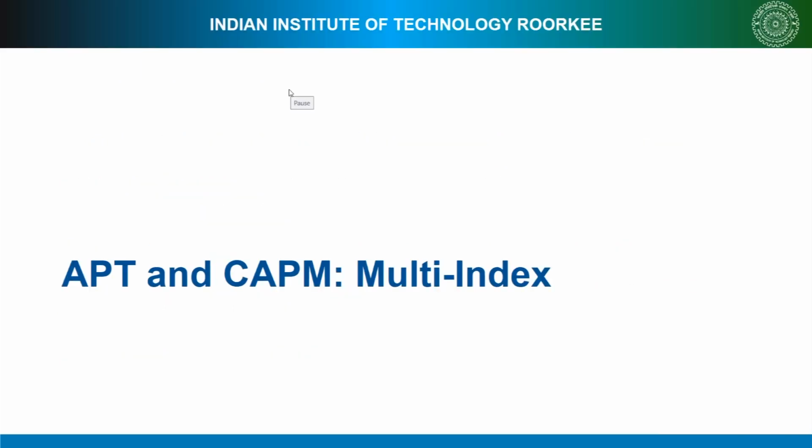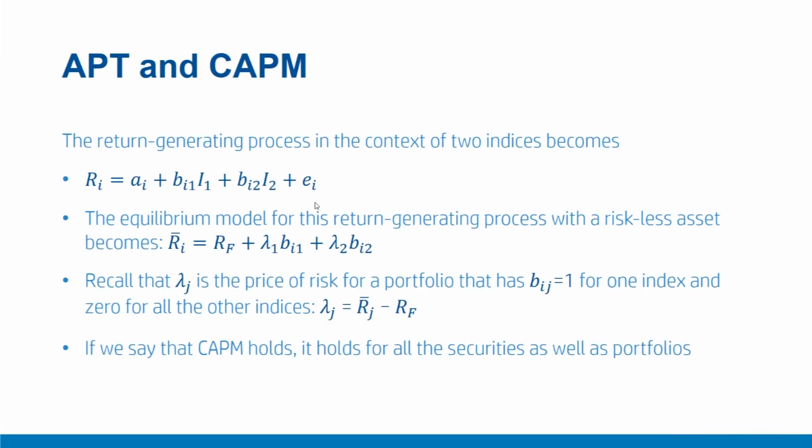APT and CAPM multi-index case. In this video, we'll examine whether APT and CAPM become inconsistent in the presence of a multi-index return generating process. Let us start with a simple return generating process with two indices. The process looks like this.